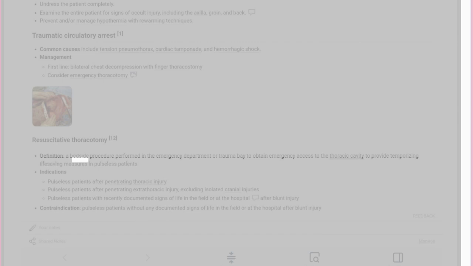Definition: a bedside procedure performed in the emergency department or trauma bay to obtain emergency access to the thoracic cavity to provide temporizing life-saving measures in pulseless patients. Indications: pulseless patients after penetrating thoracic injury. Pulseless patients after penetrating extrathoracic injury, excluding isolated cranial injuries. Pulseless patients with recently documented signs of life in the field or at the hospital after blunt injury. Relative indication: pulseless patients without any documented signs of life in the field or at the hospital after blunt injury.